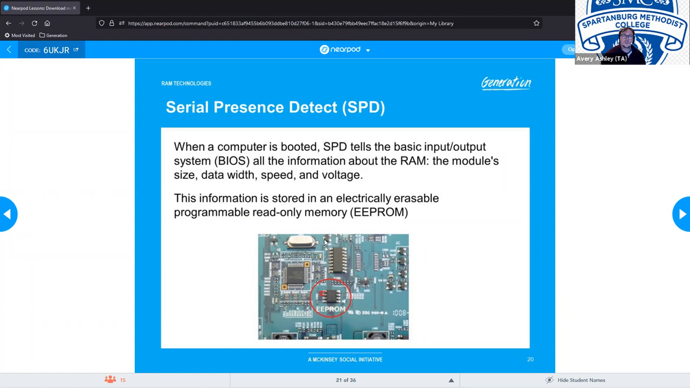Yes, Umberto. If we upgrade our RAM, we don't need to do the settings in the BIOS? It's going to be done by the serial presence detect? Not necessarily, but the majority of the time, yes. Most of the time, it'll be able to pick up what we're putting in, but on rare occasions, you might have to update your BIOS. But we don't want to do that if we can help it. Any questions on that? All right, let's move right along then.